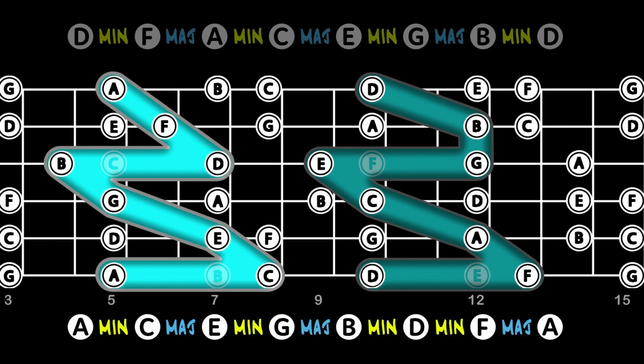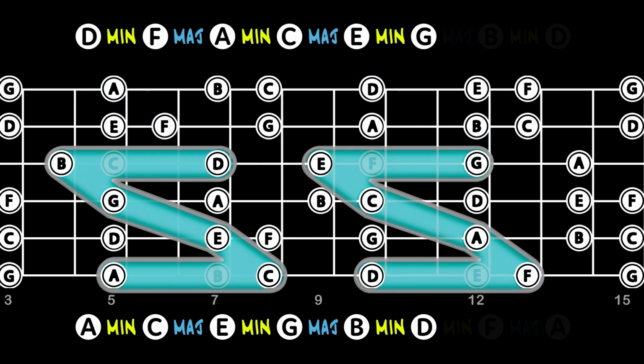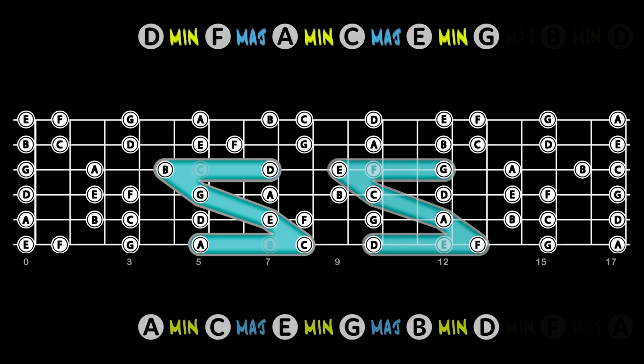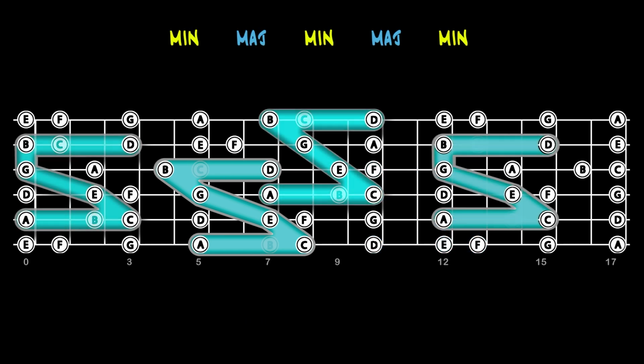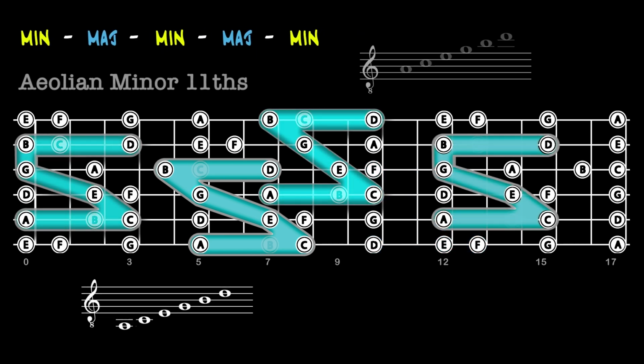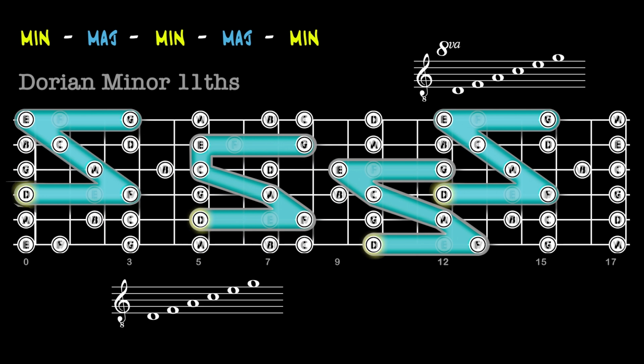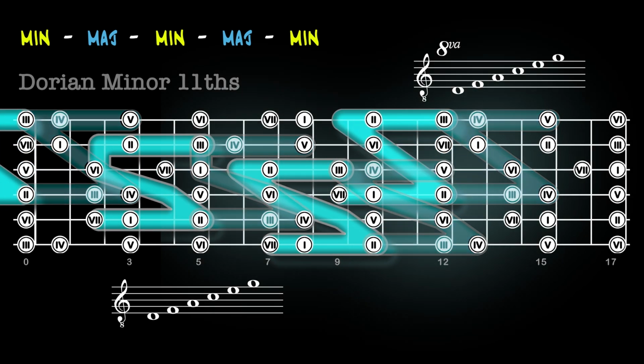But when we take each of these arpeggios and only go as far as the 11th, we end up with 2 identical interval sequences. The Aeolian minor 11th, rooted on the 6th key degree, and the Dorian minor 11th on the 2nd key degree, each share 3 fingering forms determined by the string where their lowest note is placed.